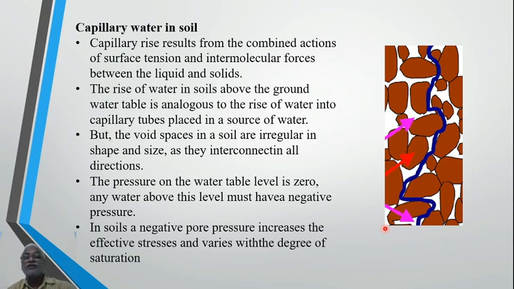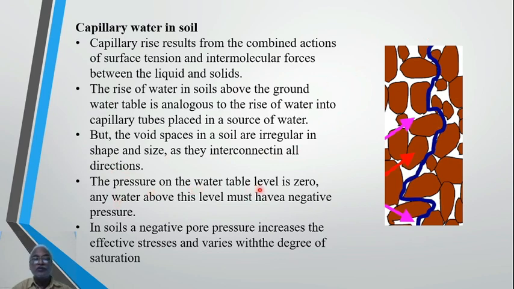Capillary water in soils. What is this? Capillary rise results from the combined actions of surface tension and intermolecular forces between the liquid and solids, which is known as adhesion. Right? The rise of water in soils above the groundwater table is analogous to the rise of water into capillary tubes placed in a source of water, but the void spaces in soils are irregular in shape and size as they interconnect in all directions. So voids are of different shape and size.